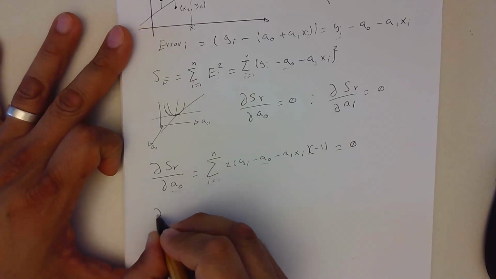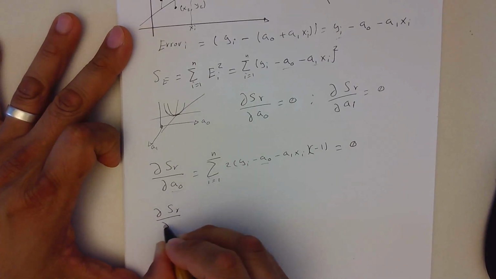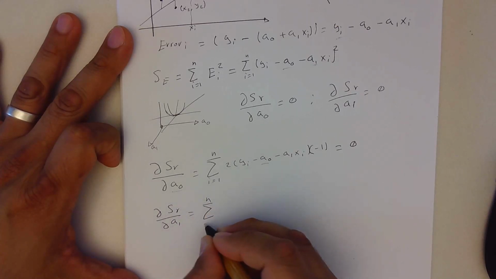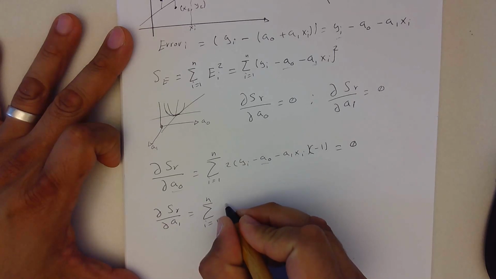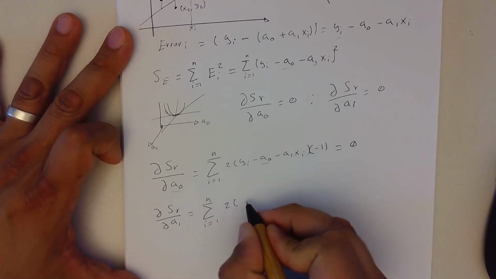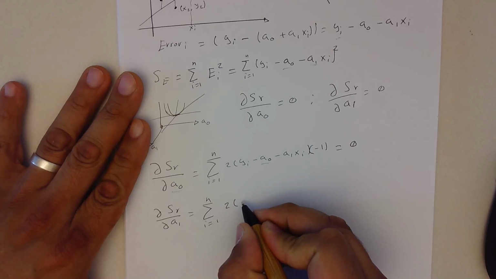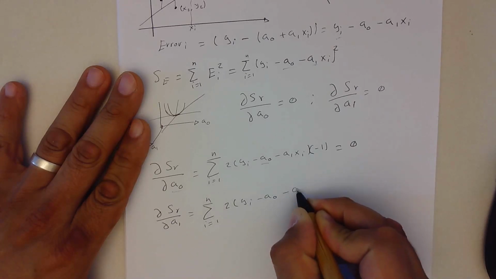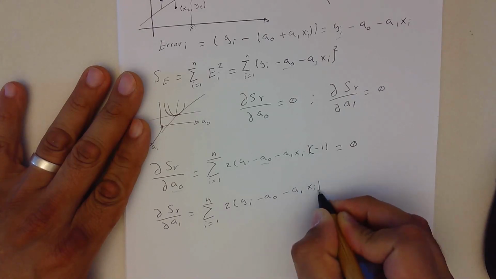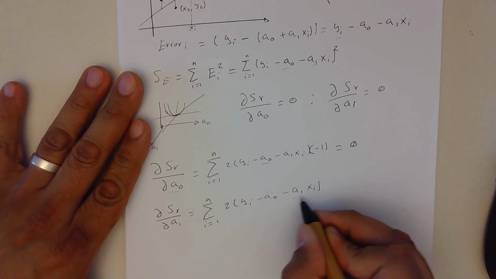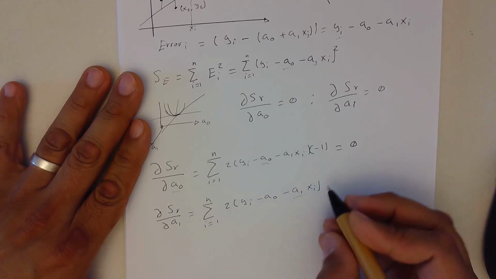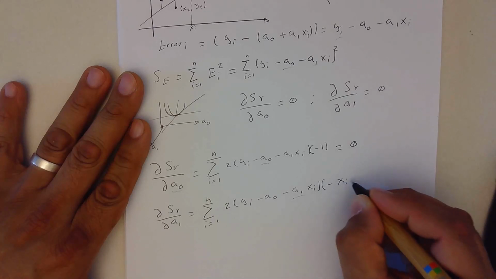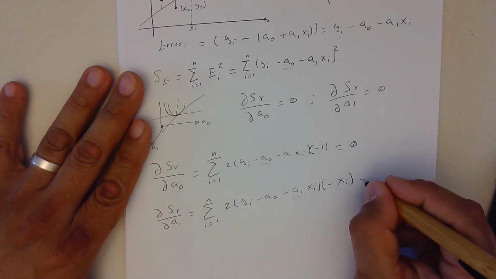The same thing we do with respect to a1. We also move the 2 down, and the only term that has a1 is this one, so everything else is a constant, and we have to multiply by minus xi, equal to 0 too.